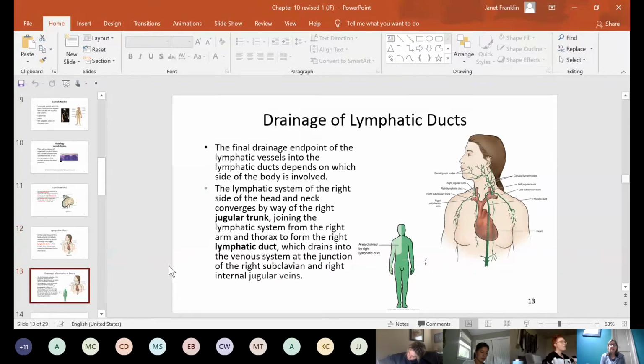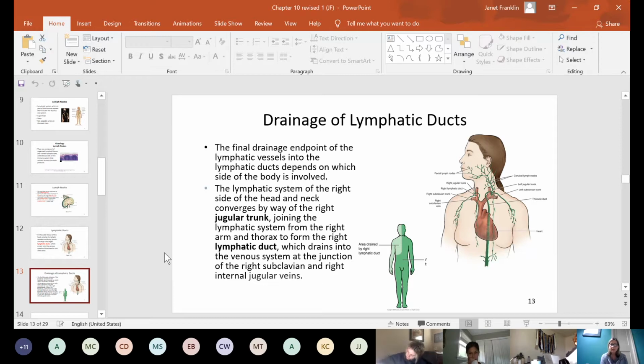Drainage of the lymphatic ducts. The final drainage endpoint of the lymphatic vessels into the lymphatic ducts depends on which side of the body is involved. The lymphatic system on the right side of the head and neck converges by way of the right jugular trunk, joining the lymphatic system from the right arm and the thorax to form the right lymphatic duct.